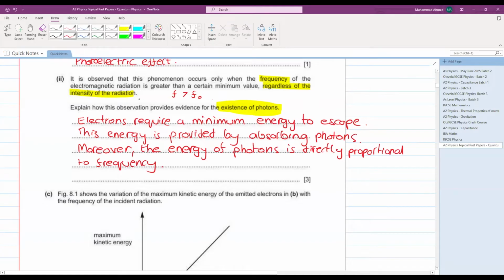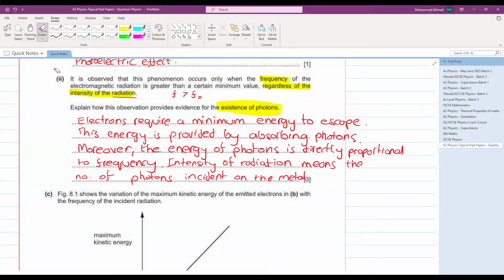And increasing the intensity does not increase the emission of electrons. Why? Because intensity of radiation, because here in the question radiation is written, means the number of photons incident on the metal.